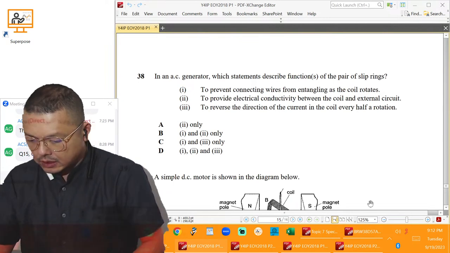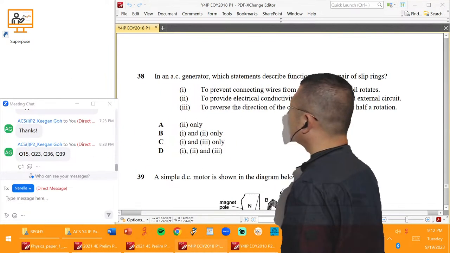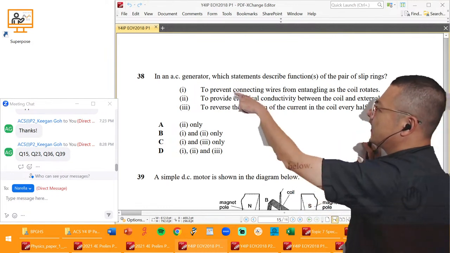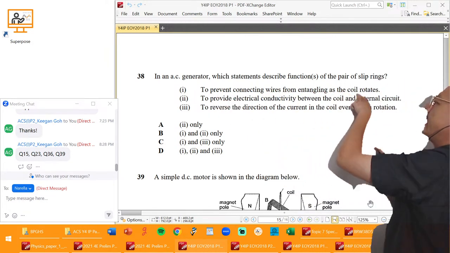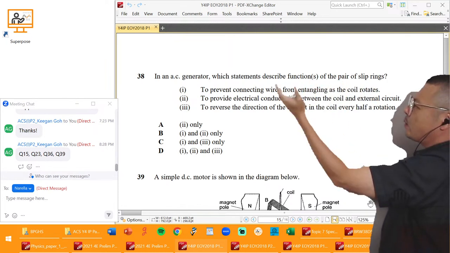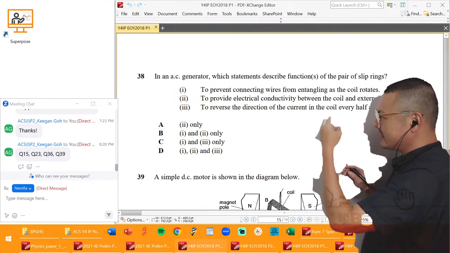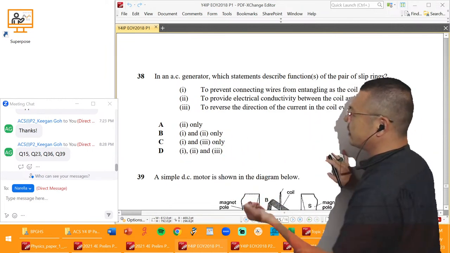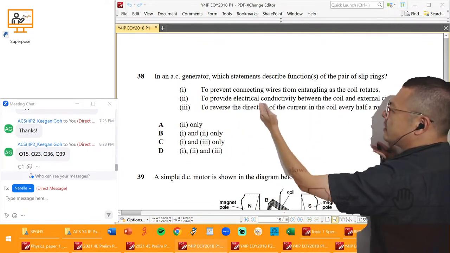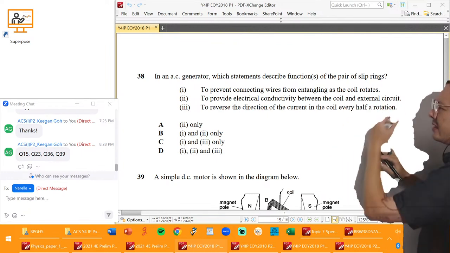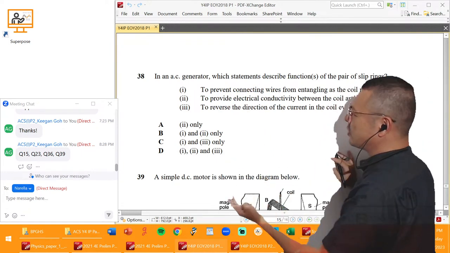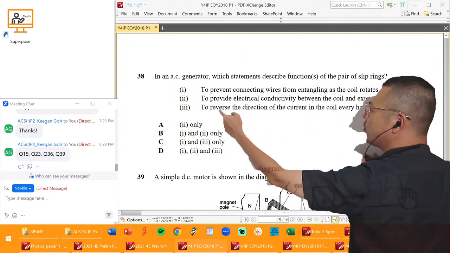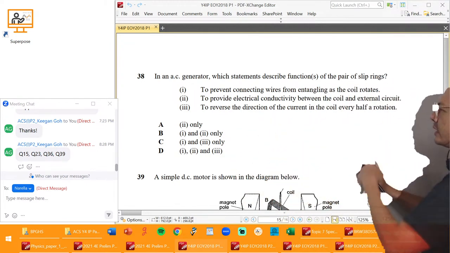38. In an AC generator, which statements describe the function of the slip rings? Statement one is right from my notes: prevent the wires from entangling as the coil rotates. That is a true statement. So you can choose B, C, or D now. Provide electrical conductivity between the coil and the external circuit. Number two is also correct. So you can choose either B or D now. To reverse the direction of the current every half a rotation.